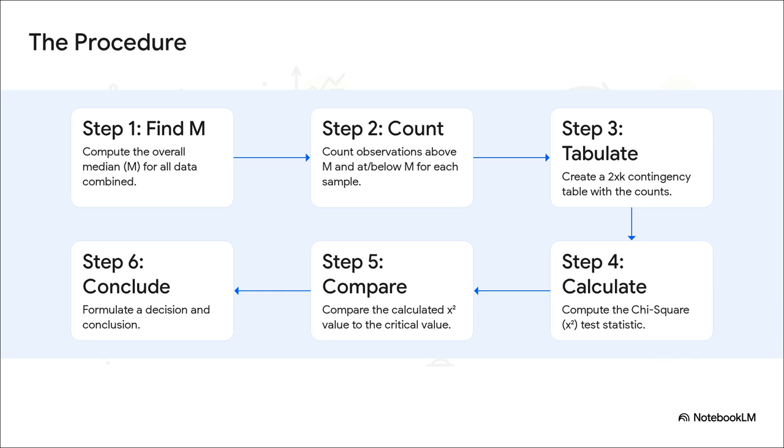You organize those counts into a simple table, and then, here's the clever bit, you run a chi-square test to see if the pattern you see is statistically different from what you'd expect if all the medians were the same. Finally, you just compare your result to a threshold and make the call. Let's see how it works.